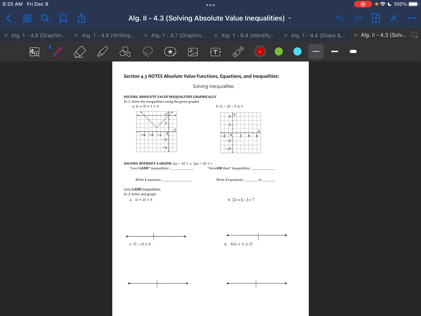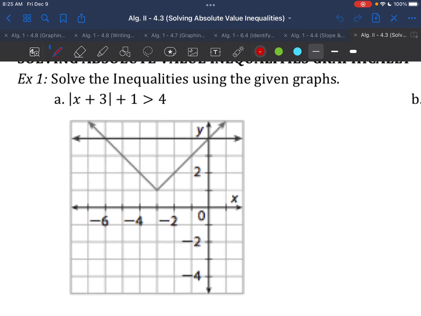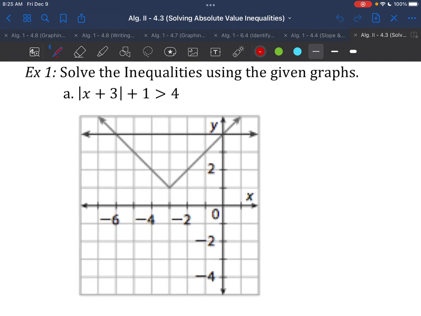Welcome everyone to Algebra 2, Section 4.3, Absolute Value Functions, Equations, and Inequalities. This time we are solving inequalities. So, in example 1a and b, we are using graphs in order to solve these.